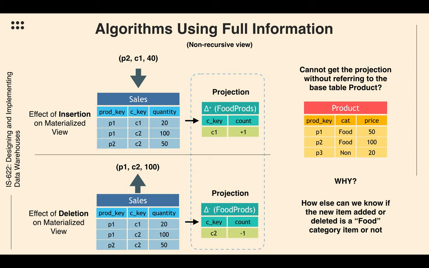For example, let's say we add a new record to the sales, which is P3. Now when P3 is added, I don't need to create a projection, because when I go back to my product, it says that's a non-food. So my view doesn't have to be updated. That's why we have to go back to our product base table. And whenever we look at the base table, that means we are working with full information.